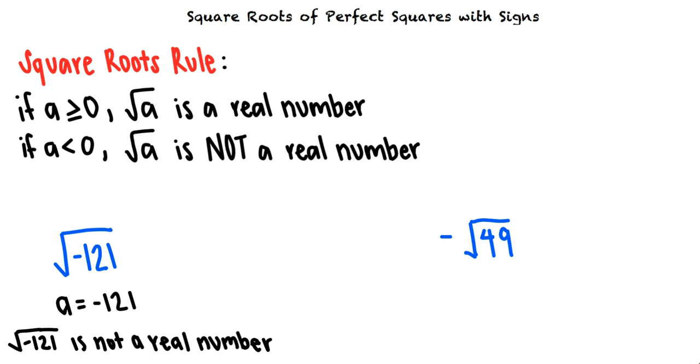Since 7 times 7 is 49, and we have to include the negative sign in the final result, the answer is negative 7. That's correct.